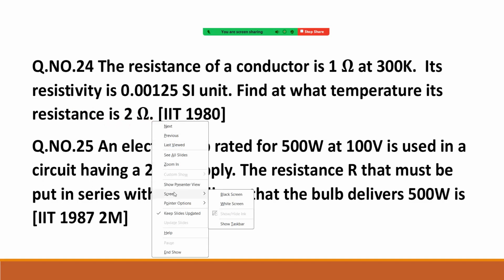Given 1 ohm at 300 Kelvin. Resistivity is 0.00125 SI unit, means per degree centigrade. At what temperature is it 2 ohm?